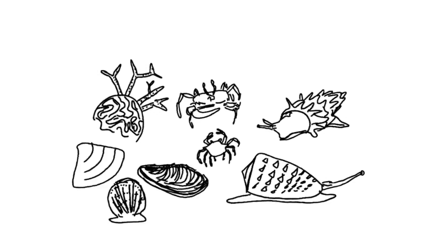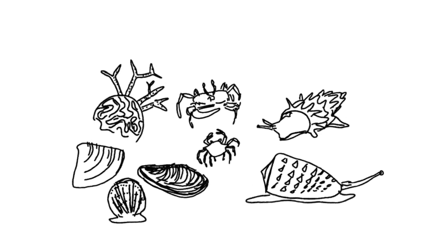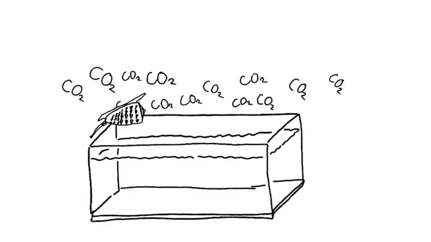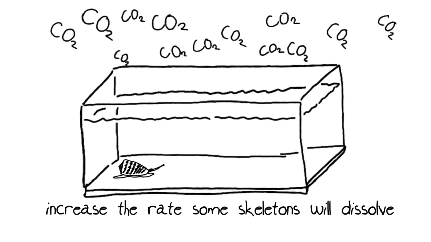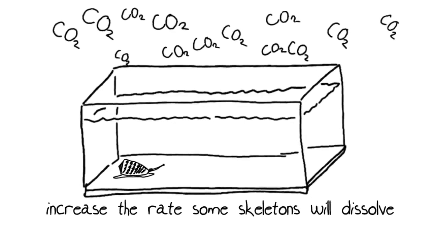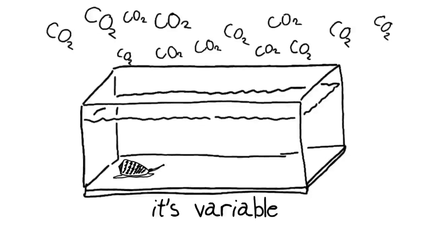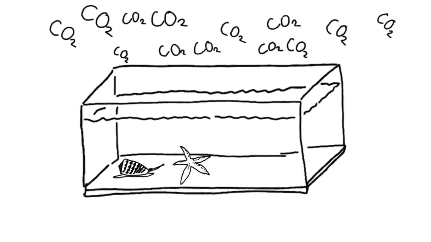As I mentioned, bigger things like corals and crabs and snails and clams will also have some issues with their ability to secrete calcium carbonate. They depend so much on that. Scientists have run experiments in which increasing the amount of CO2 in the air above a tank of seawater can actually increase the rate at which the skeletons of some of these forms will dissolve. Now, notice I said some. It's variable, but we're seeing some effects in almost every major group of organisms that we've looked at so far.